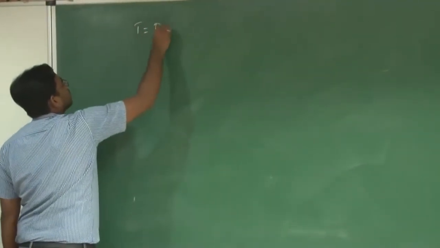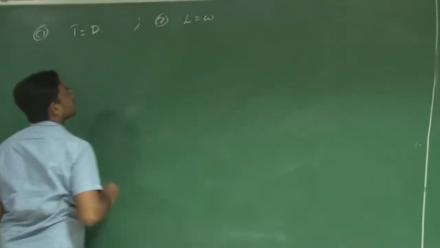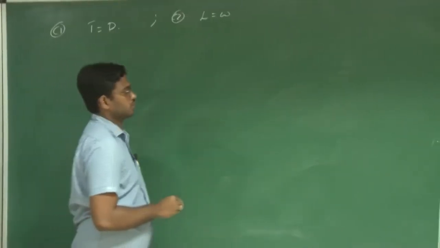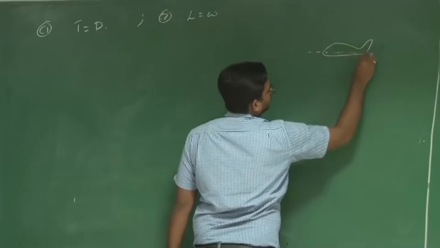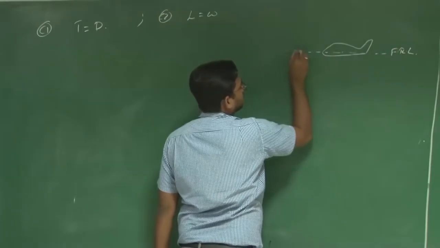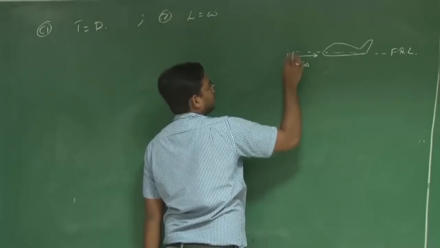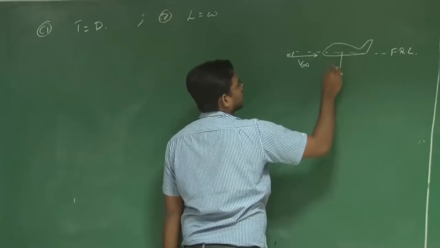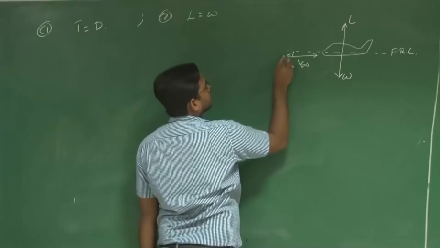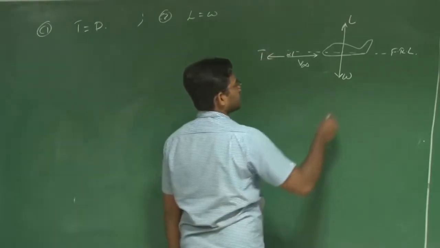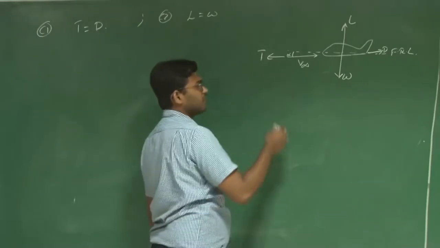So you have T equals D from C1, and from C2 you have L equals W. See, what is T equals D? In this case, how does the aircraft look? Say this is your FRL, fuselage reference line, and this is your V infinity. That means the aircraft is moving in this direction, and this is your alpha, and weight is acting perpendicular to the local horizontal, and lift is acting perpendicular to the free stream. And you have thrust along the free stream. Since epsilon is 0, you have thrust and drag acting along the free stream. So this V infinity is parallel to the local horizontal here. That means gamma is 0.